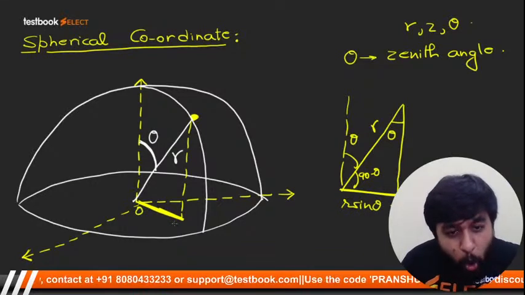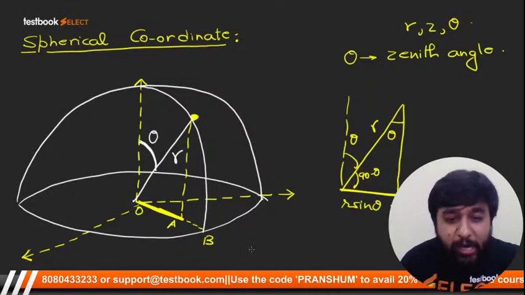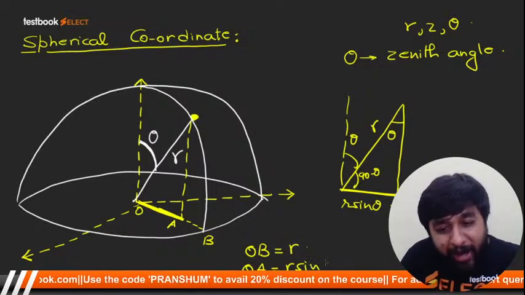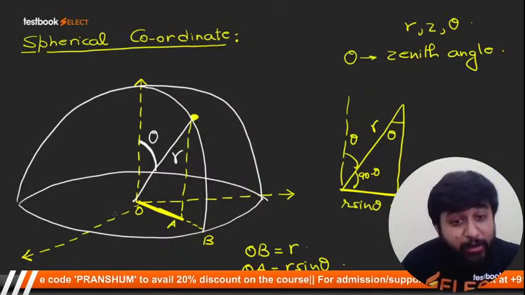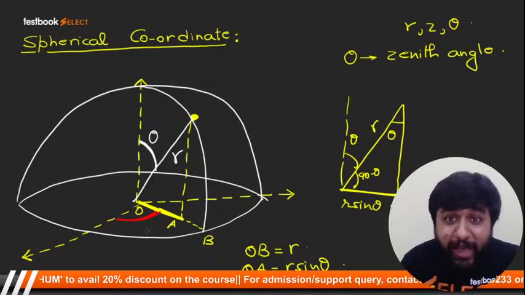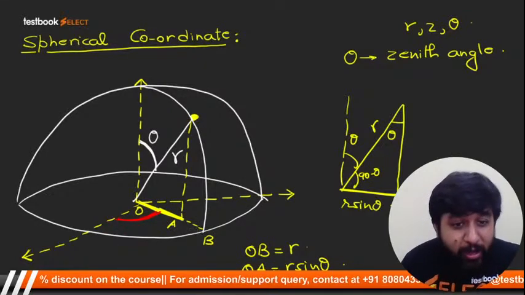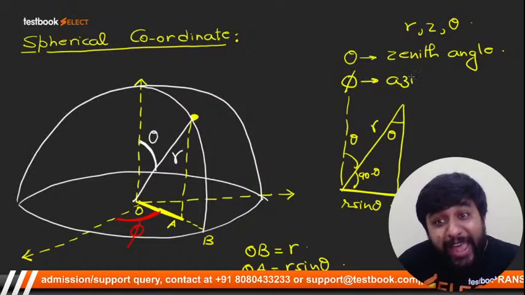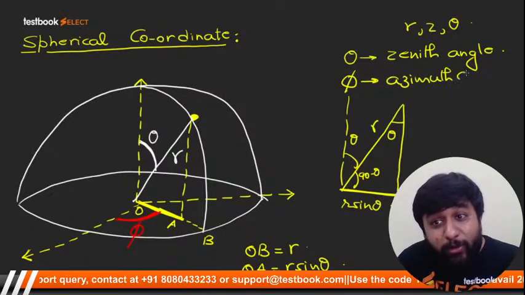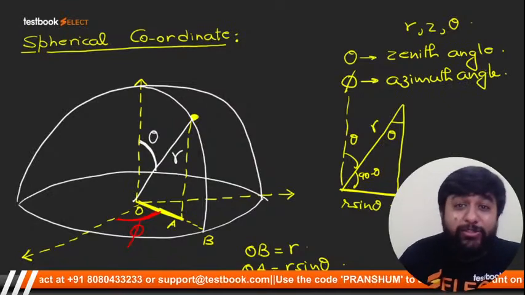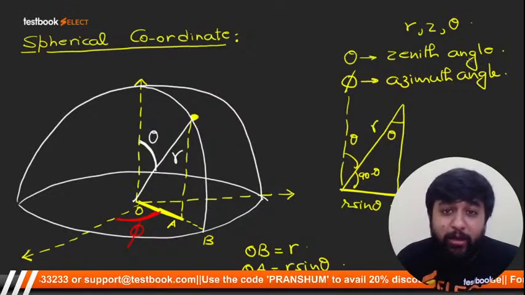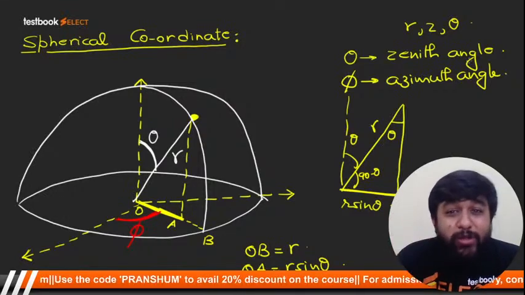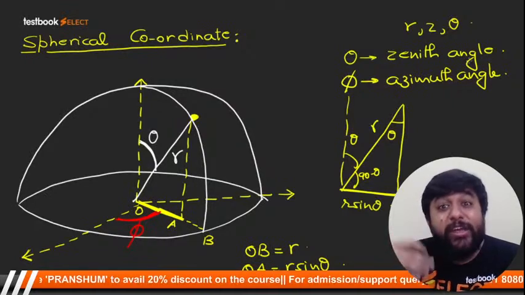So if I call this as O, A and B, obviously OB is equal to R and OA is equal to R sine theta. Angle between the reference axis and OB or OA, that is called as phi. So phi becomes your azimuth angle. So here we are going to use R, zenith angle and azimuth angle. Generally the radar systems, communication systems, missile launching and tracking systems, they are based on spherical coordinate system because it is easier to explain that way.